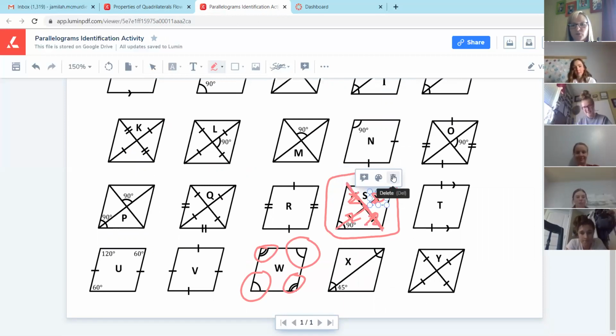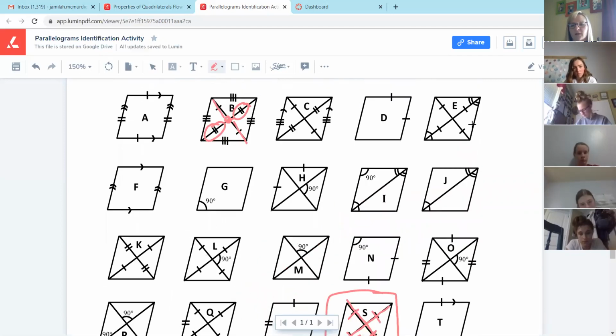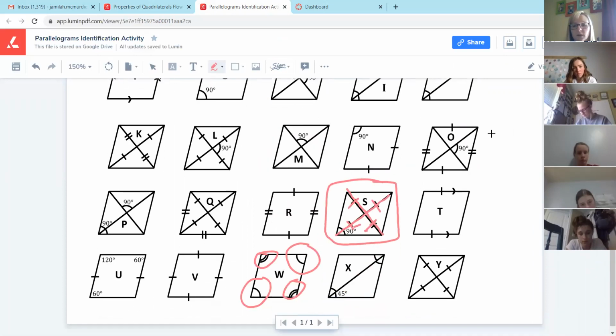Okay, so if all 4 of the marks are the same, like it is in S, find another one for me where all 4 of the marks are the same. E. Yeah, do you see on E up here? So the diagonals are also congruent in E, okay? And then in S, there's extra information. So we know that the diagonals are congruent. We are also given a 90-degree angle.